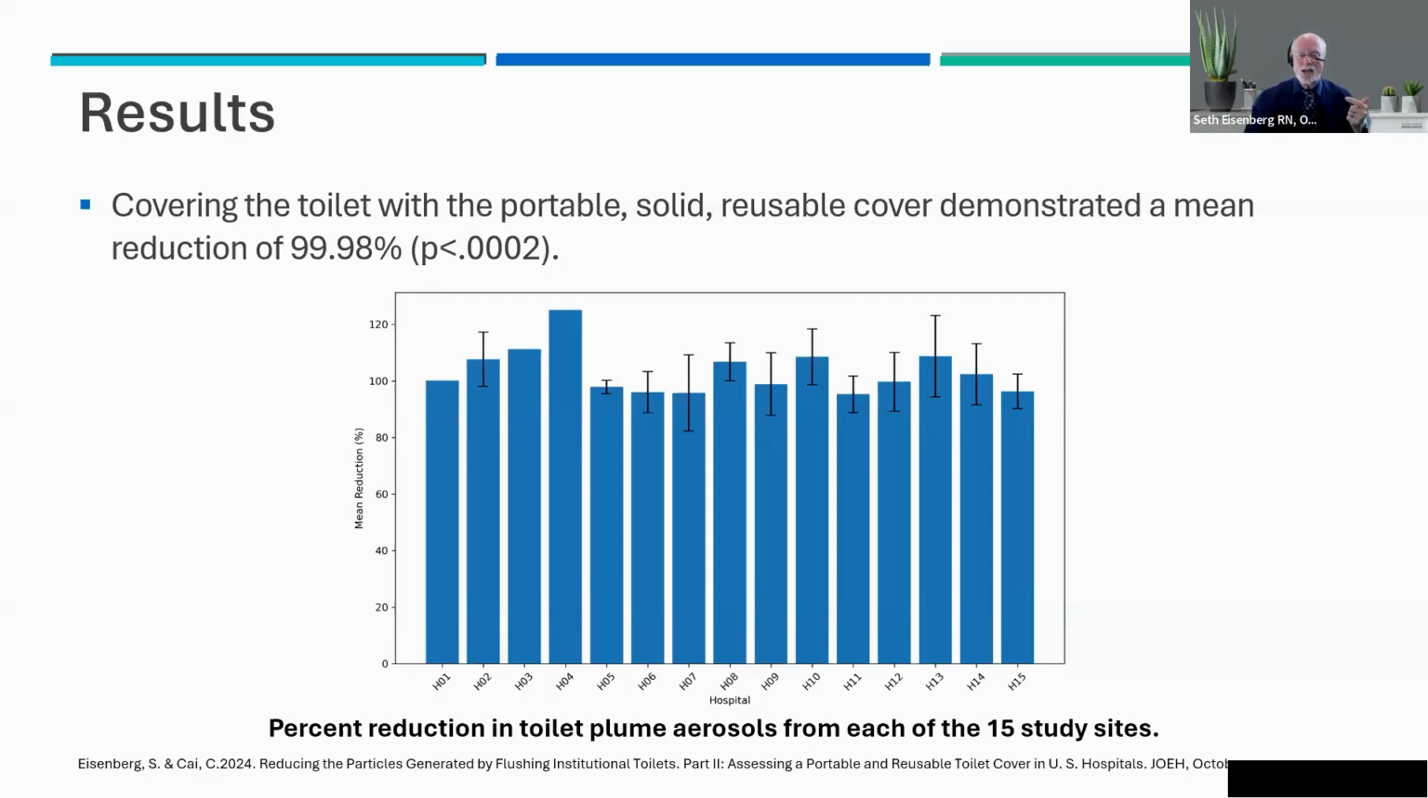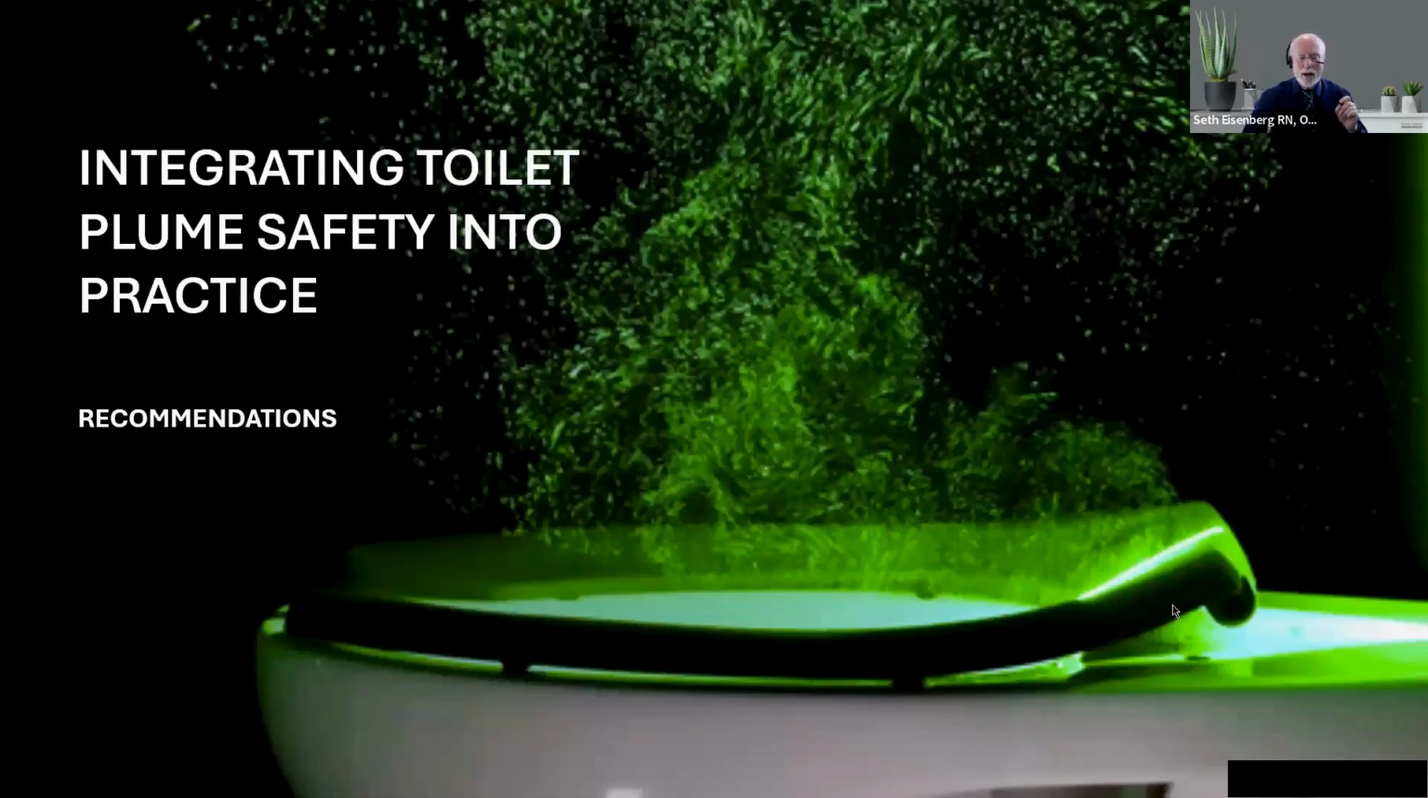And yes, using a solid reusable cover reduces it by 99%, which from my perspective is like the flush never happened. The amount of particles in the bathroom after the flush were virtually identical to what we started with, what we call the ambient number of particles there. All right, last couple slides here, and then we're going to open it up to questions.